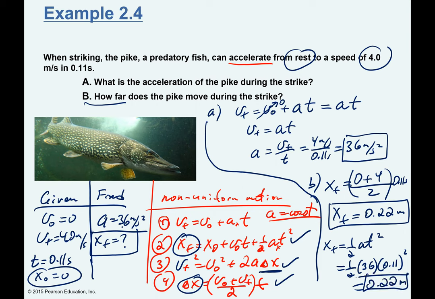That means you have two ways you can solve part B. Equation three can also give you that, but it's more complicated. Try to see which one is the easiest when you have more than one option.